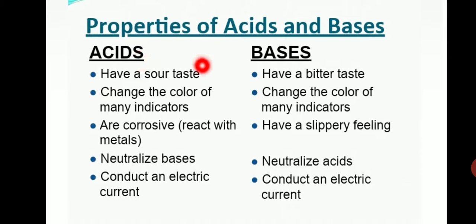Acids have a sour taste and bases are bitter in taste. With the taste, we can distinguish an acid and a base. Then the second property is we can identify an acid and base using a litmus paper. In the laboratory, we use the litmus paper to indicate the presence of acid and base. An acid turns blue litmus to red and bases turn red litmus to blue.